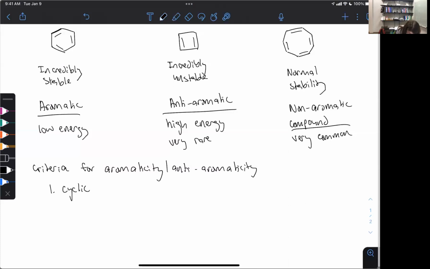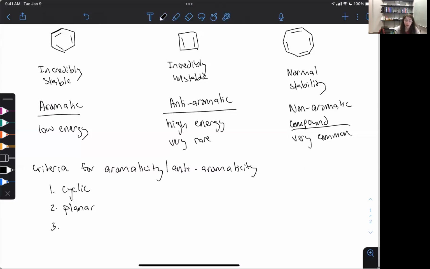Okay? The second thing is they have to be planar. And when you have small ring sizes and you have them conjugated, it's very, very difficult to not be planar. But we'll see how we can think about things being planar. Or you can try building it with your model kit. There are definitely ways that you can figure out planarity.